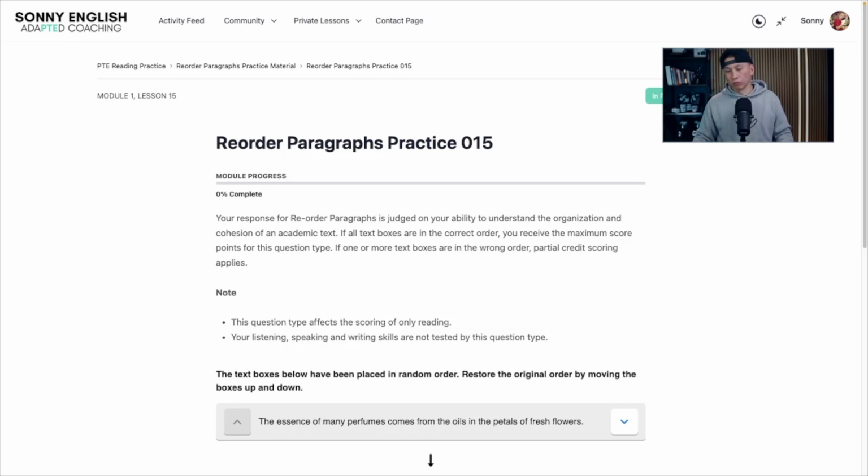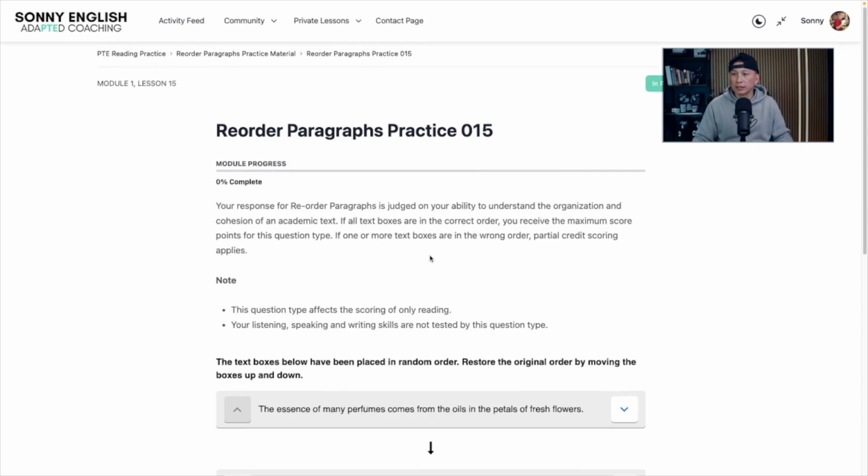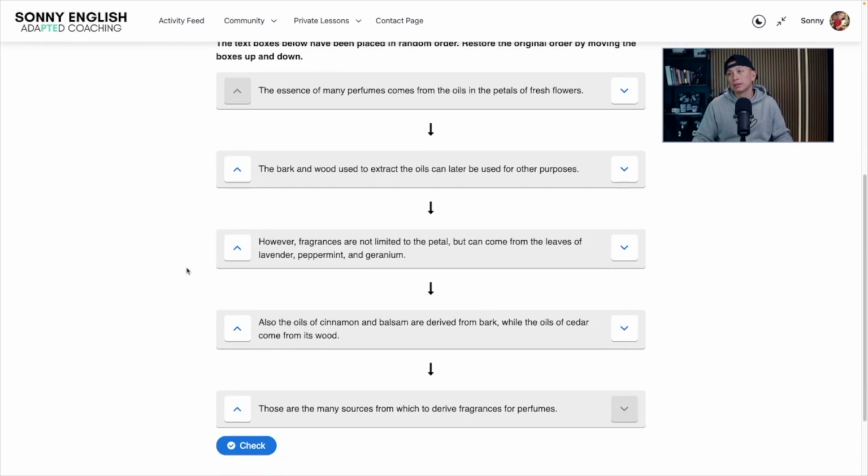All right, so let's go. This is the practice for the reorder paragraphs, number 15. Now, scrolling down, taking a look at this, I remember I used this in one of our tutorials. But since this is for all of the practice materials, let's do it again. So we're going to start by looking for traps.